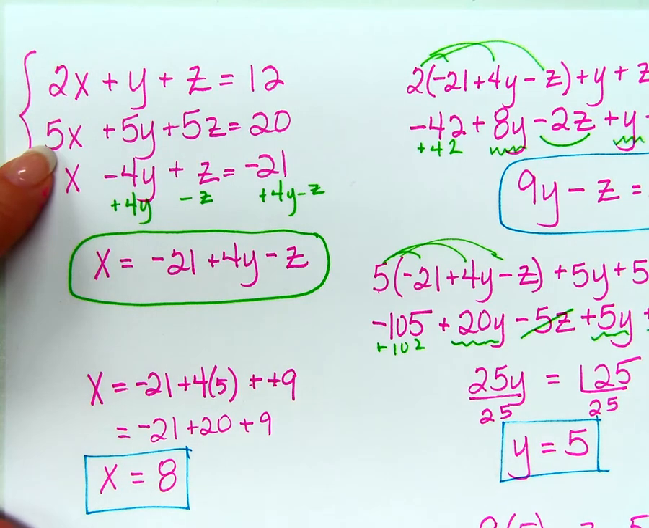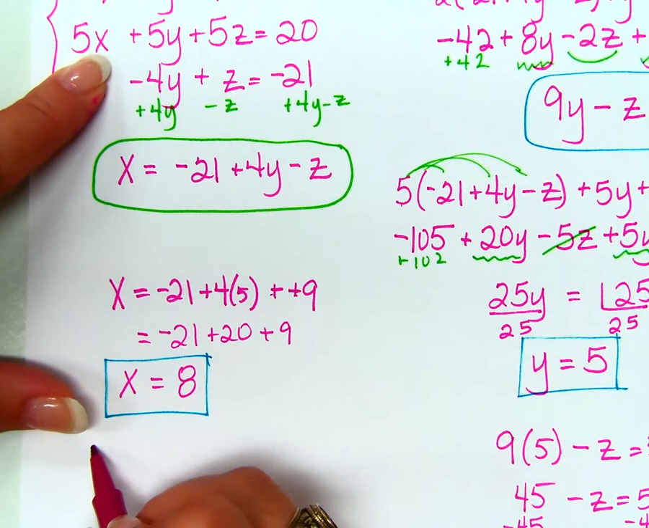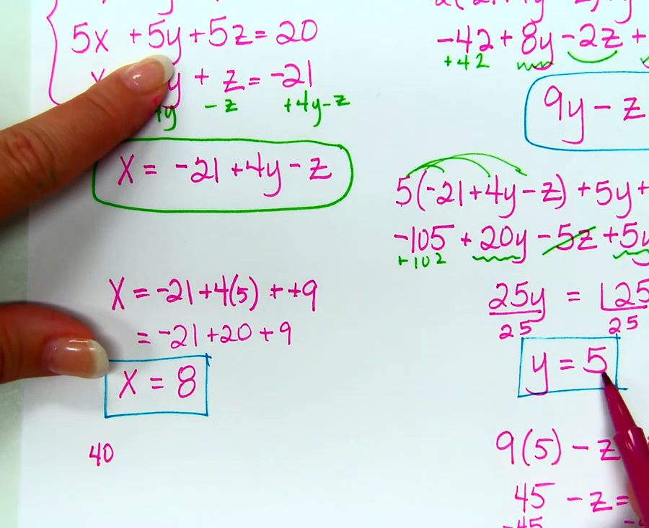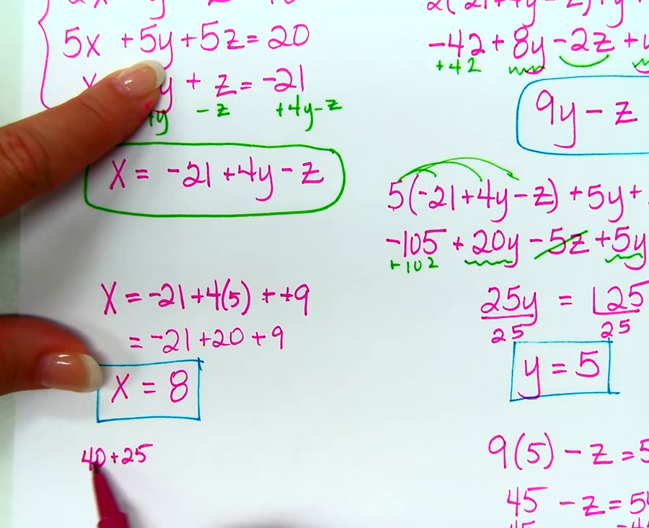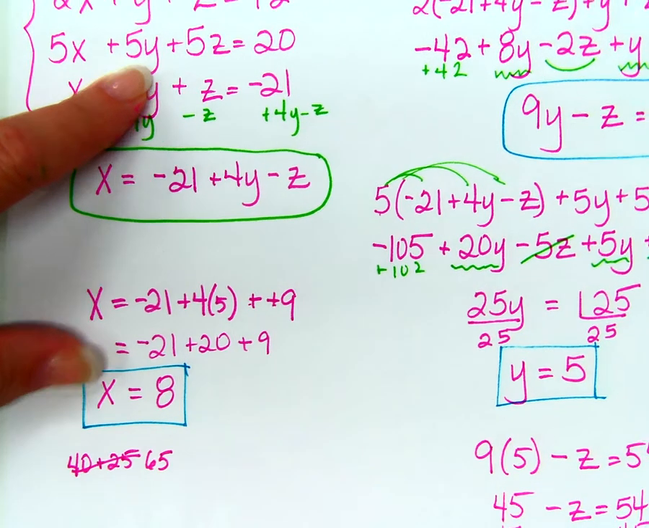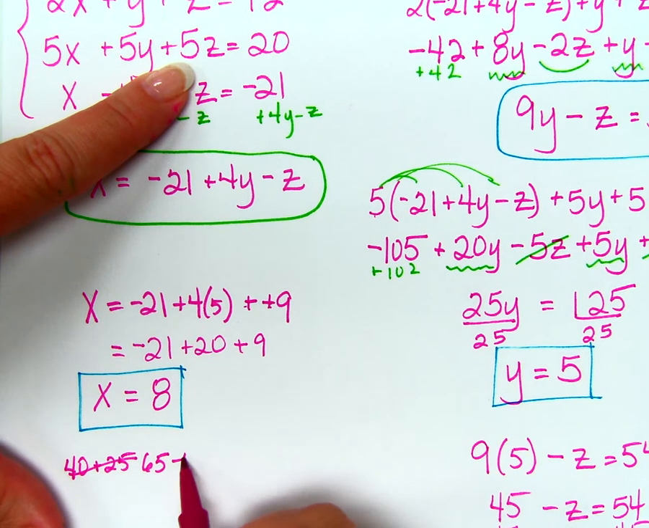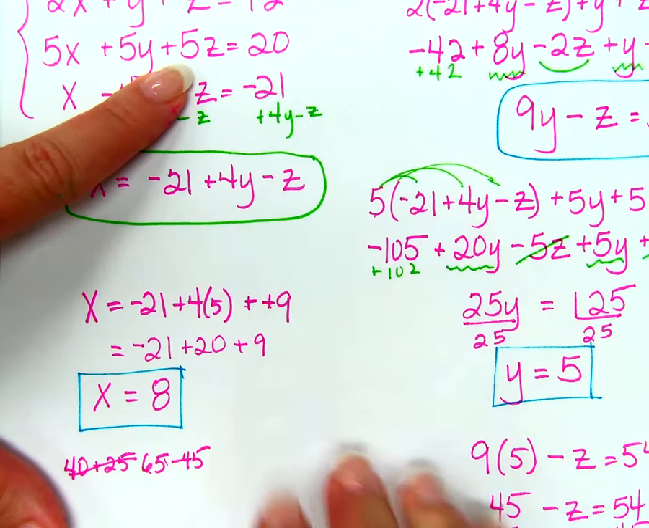Okay, 5 times 8 is 40. Okay, I might need to write something down on this one, right? 40 plus 5 times y, which is 5, so that's 25. So I got 65 so far, right? And then 5 times negative 9 is negative 45. 65 minus 45? 20. Yes.